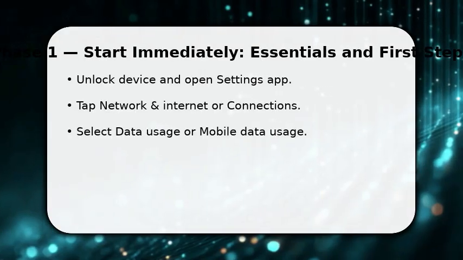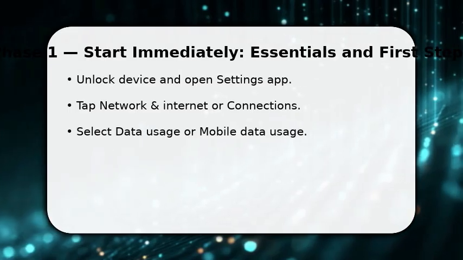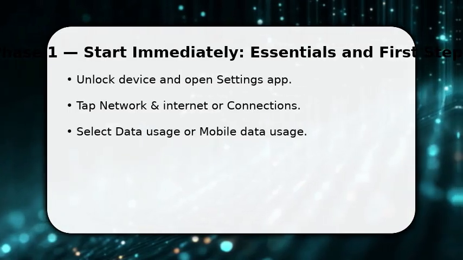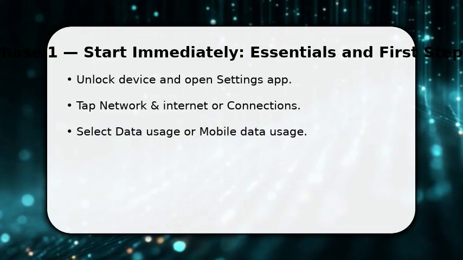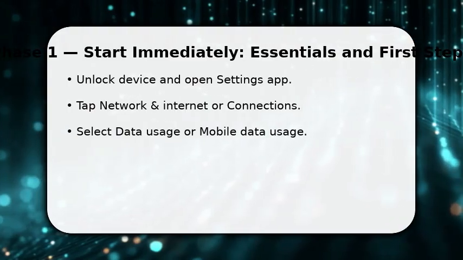You start in Settings, unlock the device, and go straight to Network and Internet or Connections. Once there, tap Data Usage to see per app totals. This is where background limits live. Make sure mobile data is active so options appear.